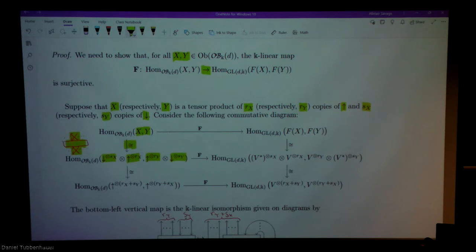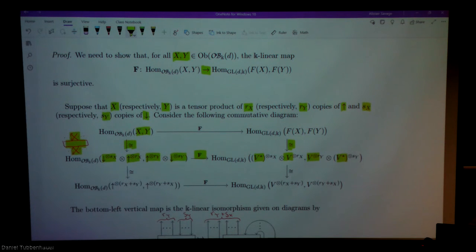Okay. And we can do the exact same thing on the GL mod side. We just take the image of these crossings, which is the flip, right? So we pre-compose and post-compose with this flip to move all occurrences of V star to the left and V to the right in the domain. And in the codomain, we move all occurrences of V to the left and V star to the right. Okay, so we're just using the symmetry in our category. So now we've got it to showing that this functor in the middle, or this map, is surjective.